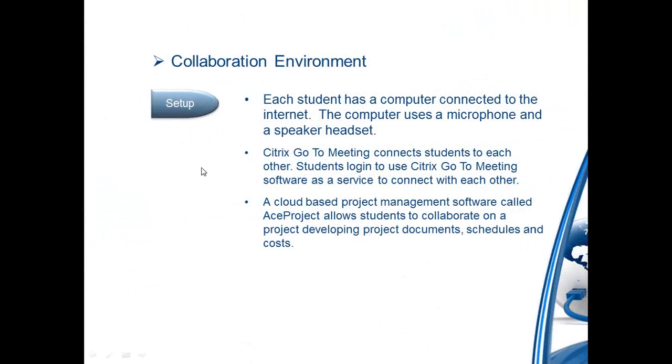Each student has a computer in this scenario in the environment connected to the internet. The computer uses a microphone and a speaker headset. Citrix GoToMeeting is a software as a service. It's in the cloud, connects students to each other, and then students log in to use Citrix GoToMeeting software as a service to connect to each other. Then a cloud-based project management software called ACE Project allows students to collaborate on project development, project documents, schedules, and costs.